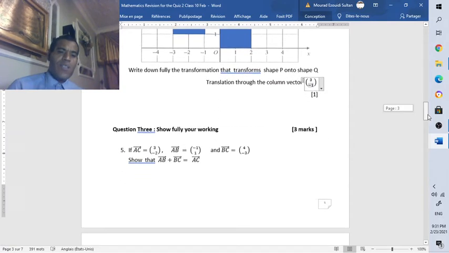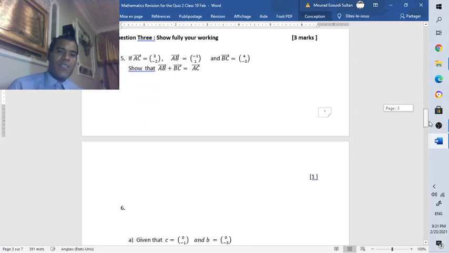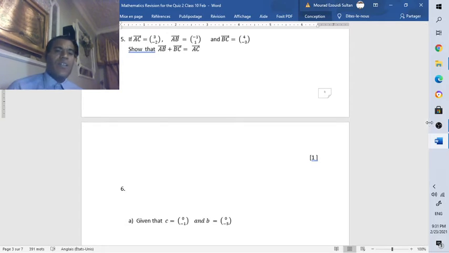Now we move to the next one, question number 3, 3 marks. Here we have 3 vectors, AB, AC, and BC. The question is, show that AB plus BC is AC. First of all, you know that the column vector of AB is -1, 1. The column vector of BC is 4, -3. Just add all of this. AB plus BC means -1, 1 plus 4, -3 should be equal to the first one, which is 3, -2.